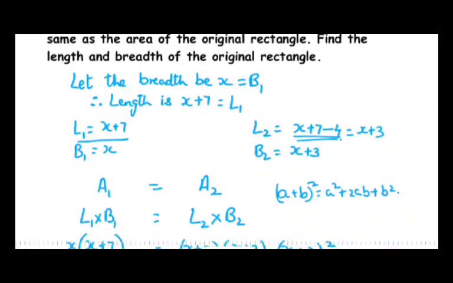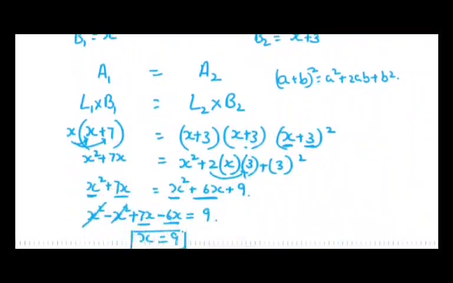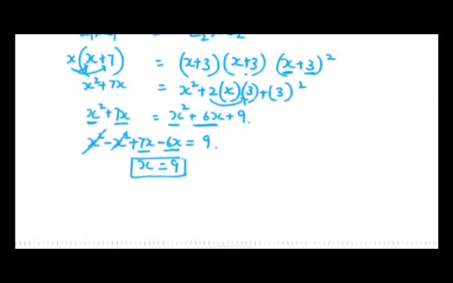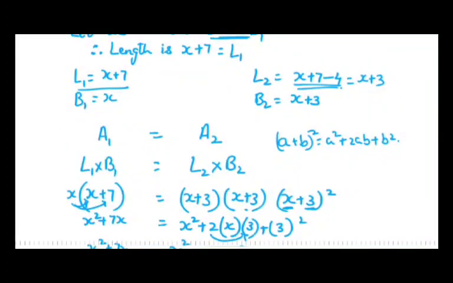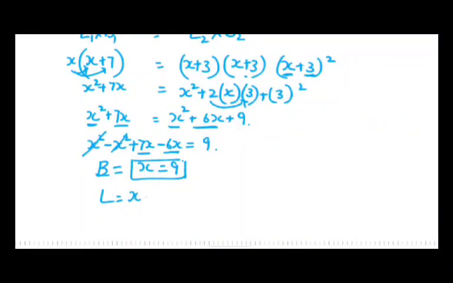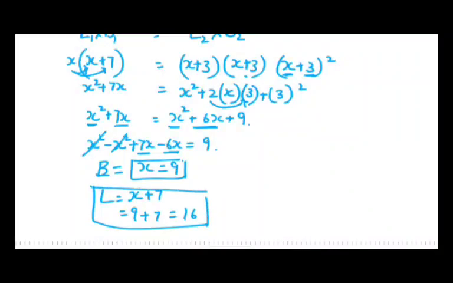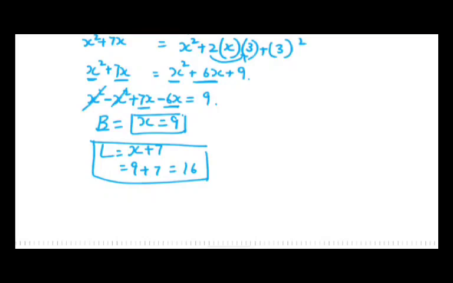So my breadth is x, so I've got my breadth. And what's my length? Original length is x plus 7. So x instead of x, x plus 7 instead of x, 9 plus 7, which is nothing but 16. Correct children? So this is my length and breadth. So what is it? Find the length and breadth of the original rectangle.